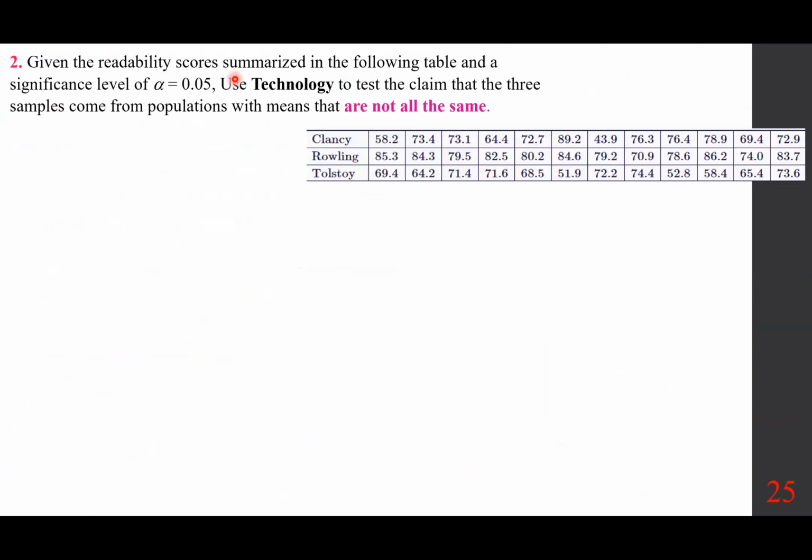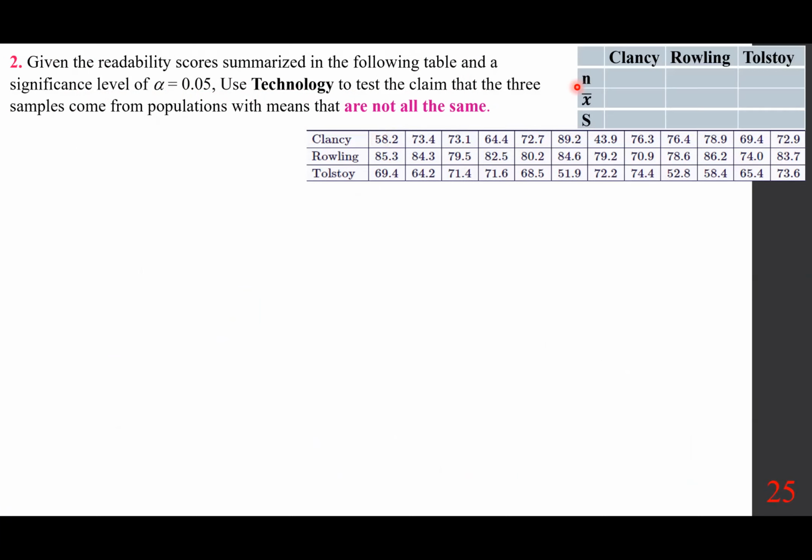Given the readability scores summarized in the following table and a significance level of alpha equals 0.05, use technology to test the claim that the 3 samples come from populations with means that are not all the same. We are looking at reading from different writers, Clancy, Rowling, Tolstoy, and so we have to calculate n, x bar, and s for each group, and n is 12 for each one.